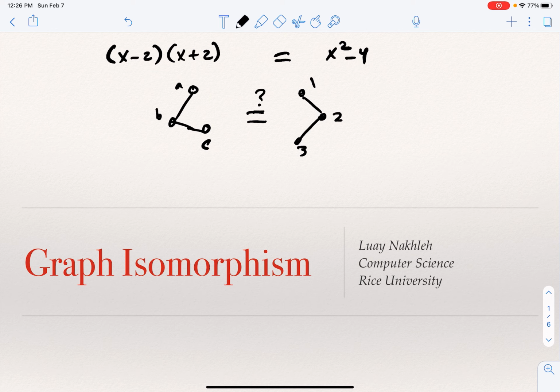Now, it turns out that yes, we can treat these as the same or as equal. If we forget about these labels 1, 2, 3 and ABC, we can actually map one graph to the other to show that they are equal graphs or they are the same graph. And this is what graph isomorphism is about.